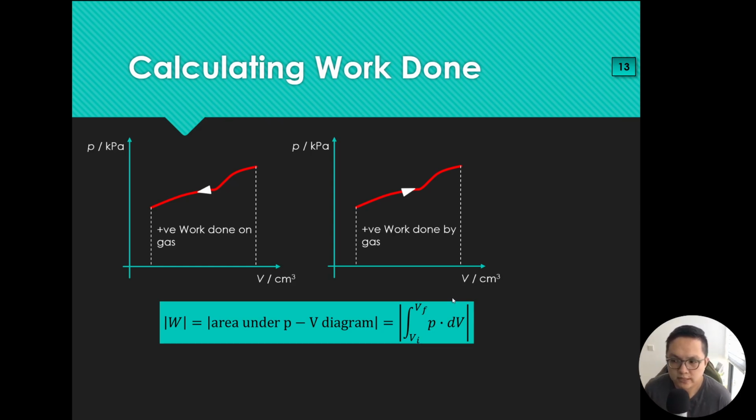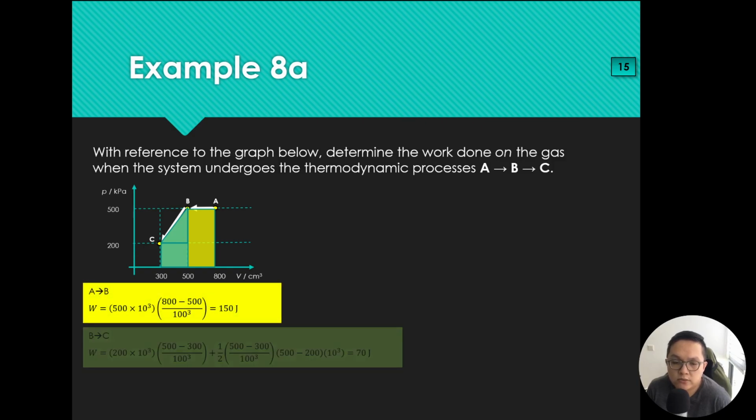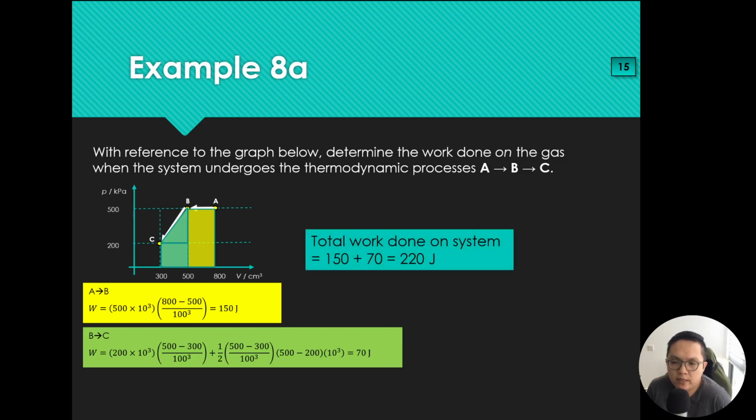Let's go on. With reference to the graph below, determine the work done on the gas when the system undergoes a thermodynamic process of A to B to C. We have done it just now. I just take it from here, 150 and 70 joules, and add them up. The total work done on the system is 220 joules. W on is 220 joules.